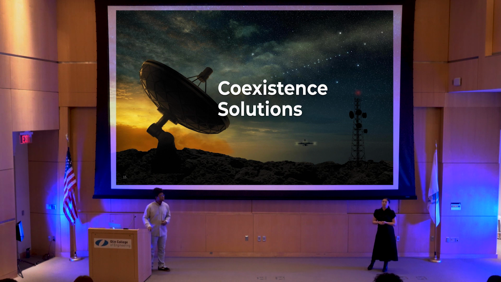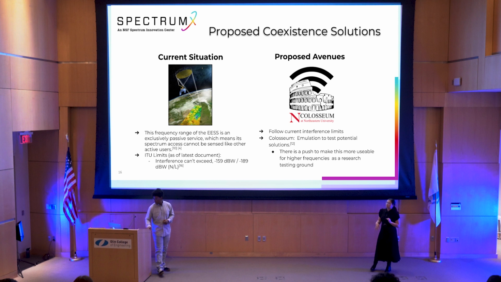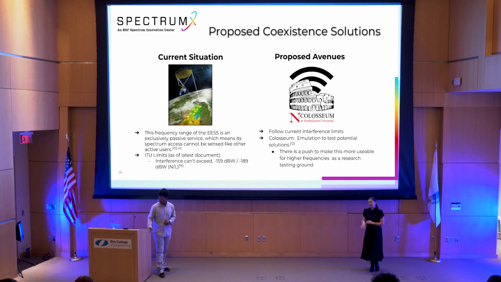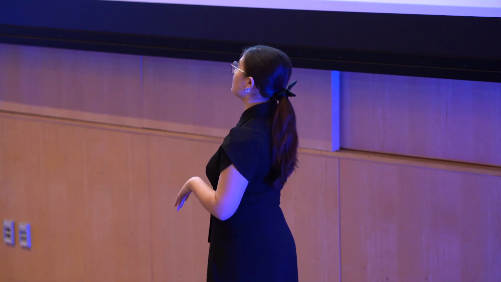All right, so now we're just going to talk about what solutions may look like in this area. Currently, passive sensors are treated a little differently from active sensors, so it's a little harder to tackle the question of how we limit interference for these passive sensors. Of course, we just looked at the ITU limits and those should be followed as always, but there's also a push for a new emulation software called Coliseum, and a push to make it more available in the higher bandwidth ranges, so that they can do a lot of extensive testing before any of this rolls out to see what can possibly be done. Next slide, please.